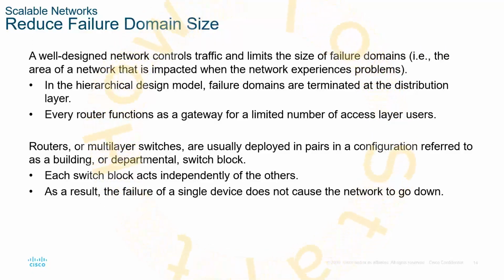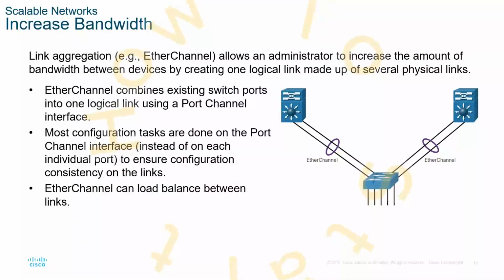Each switch block will act independently of each other, and basically as a result, the failure of a single device should not affect the network, even if we're talking core layer devices. There should be 2 core devices, if not more. There should not be a single point or a single device that should affect the entire network, ideally. However, that's not always realistic, so do keep that in mind.